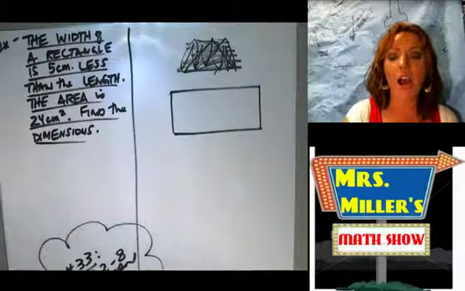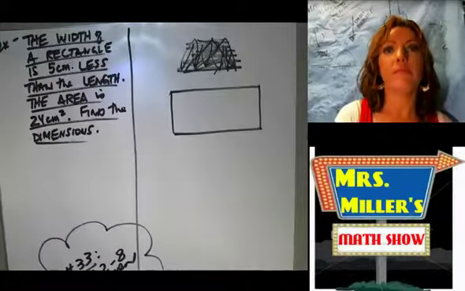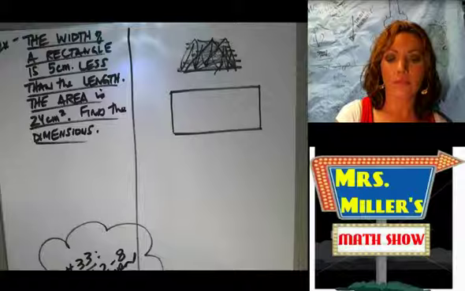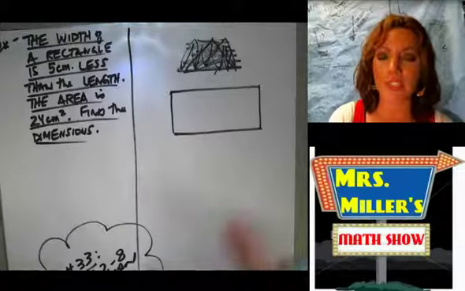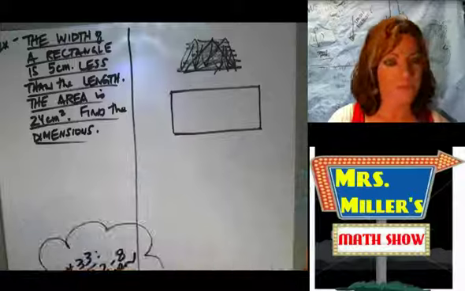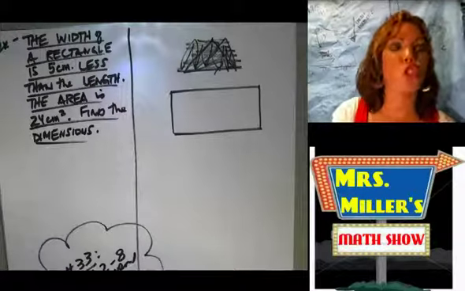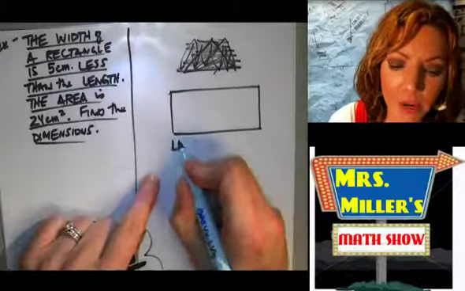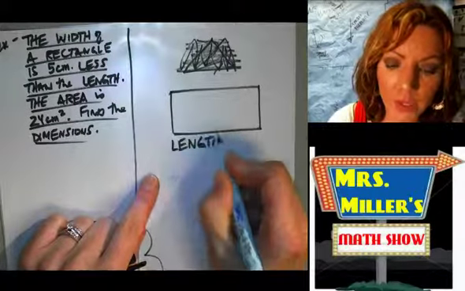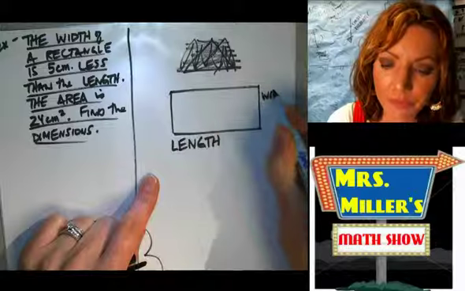Okay. Now, is that a rectangle? Did I draw a rectangle up here? No? I did? Okay. You all in agreement that this is a decent enough rectangle to deal with? Okay. So up here, we have a length of the rectangle, and we have a width.